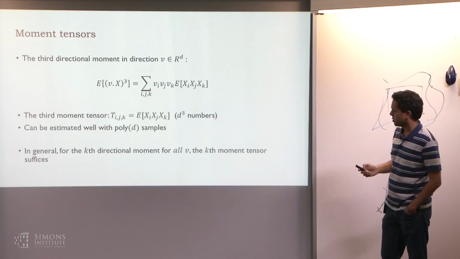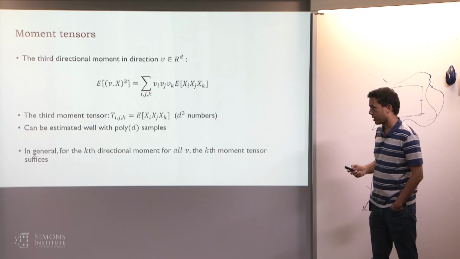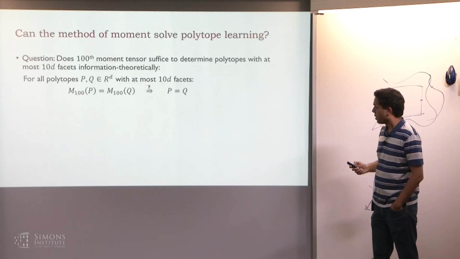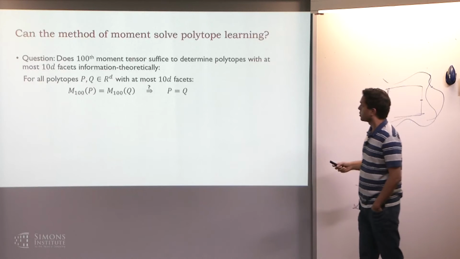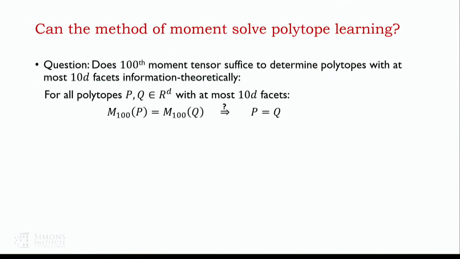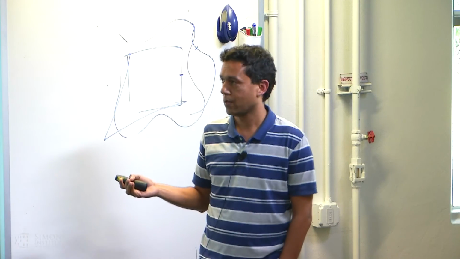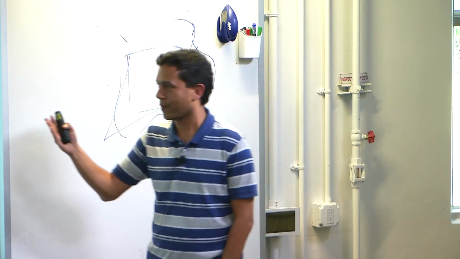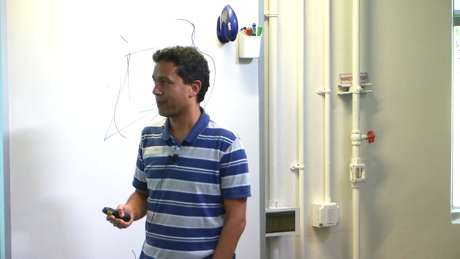The kth directional moment can be estimated from the kth moment tensor. So here's a more precise version of the question: can the method of moments solve polytope learning? I just put some fixed numbers here; they are not very important. Does the 100th moment tensor suffice to determine a polytope with at most 10D facets, information theoretically? We want to do it algorithmically, but even information theoretically, can we do that?